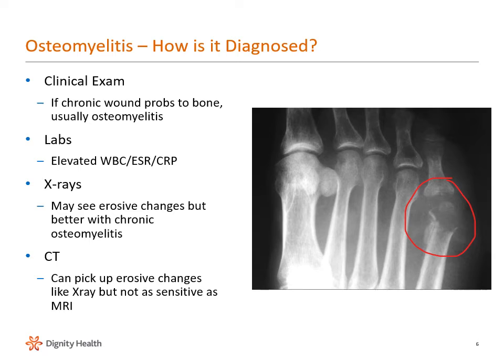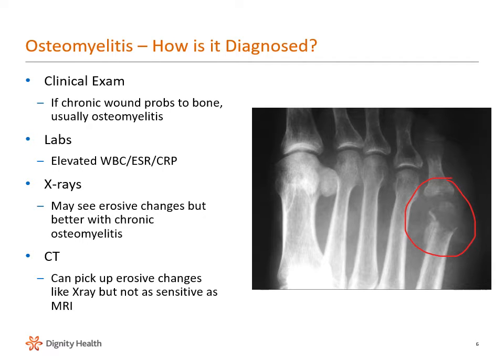How is osteomyelitis diagnosed? Well, there are several different ways. Clinical exam: if there's a wound and you can probe the bone with a sterile Q-tip or a device, then typically there is a bone infection present. Not every time, but most of the time. Lab work: patients will have an elevated white count, SED rate, or CRP, but these can be elevated from other things in addition to osteomyelitis. Sometimes patients with really chronic low-grade osteomyelitis will have normal blood work.